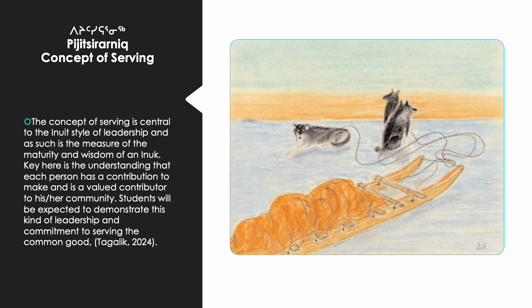The first Inuit Qaujimajatuqangit or IQ value we will be focusing on is Pijitsirniq, which is known as the concept of serving. This poster here portrays how Inuit helped one another back in the day. And to the left here, you could see what Tagalik in 2024 described Pijitsirniq as.